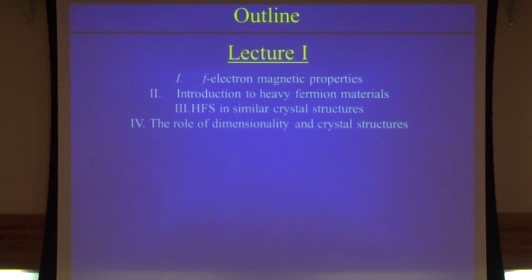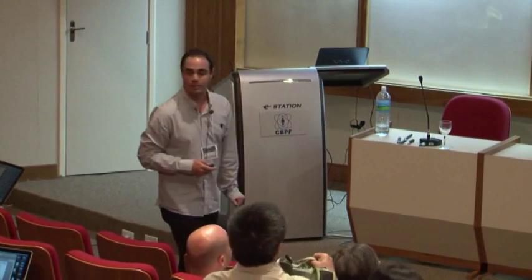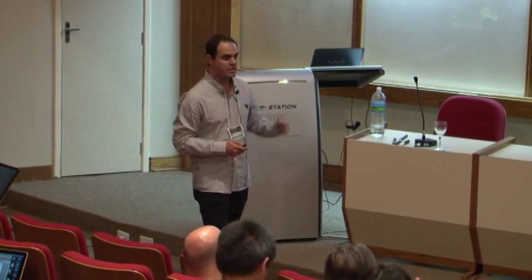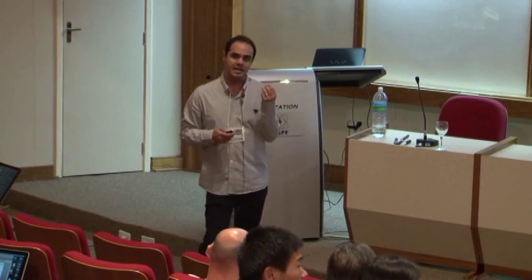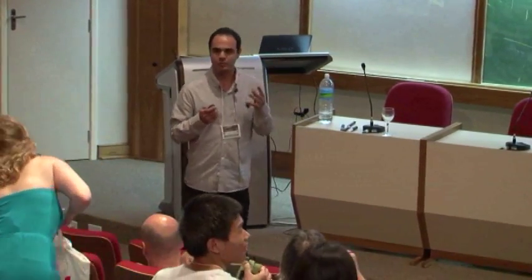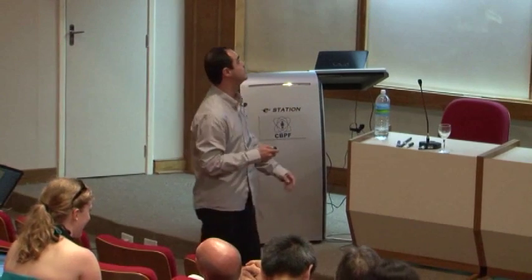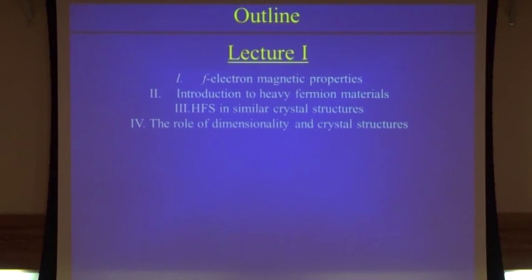I will start with f-electron magnetic properties from the basics, and then I will give some introduction to the heavy fermion materials, which have f electrons, and heavy fermion superconductivity. Similar crystal structure: I will try to discuss what's important in a crystal structure that may give that structure the property to be a frequent host for heavy fermion superconductors. And then I will discuss the role of dimensionality of those crystal structures and relate them to very basic properties of the f electron.